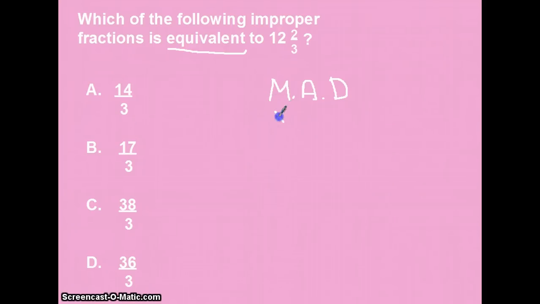The m is going to remind me to multiply. The a reminds me to add. And the d reminds me to divide or drag over my denominator. All right, I'm going to go ahead and write my mixed number, 12 2/3, and I'm going to start by working around the number, multiplying my denominator times my whole number. 12 times 3 will give me a product of 36. I notice one of my answer choices has a 36 as the numerator, but I know I'm not done because the a reminds me now I need to add my product to my numerator. 36 plus 2 gives me a sum of 38.